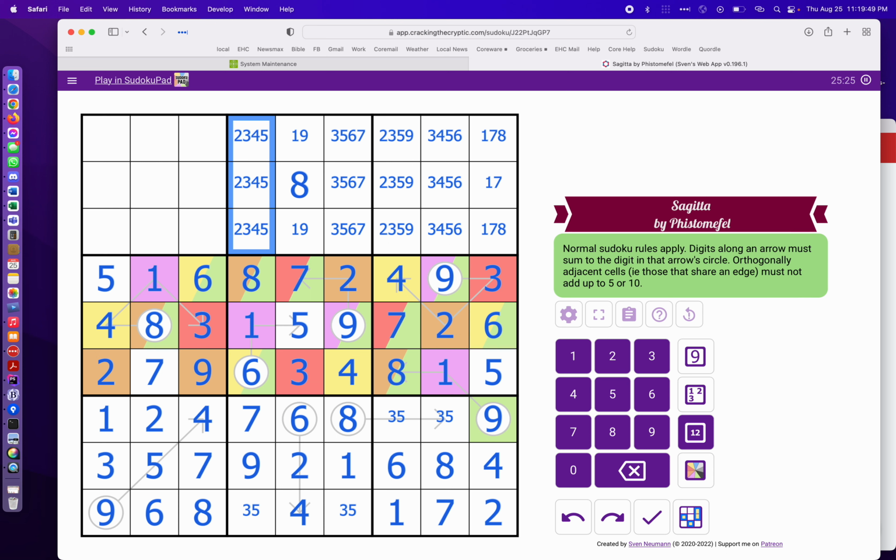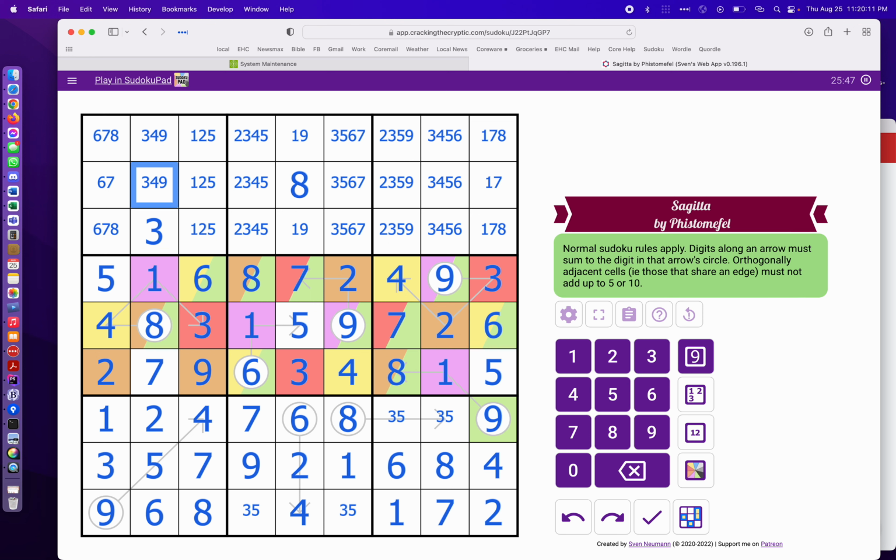2, 3, 4, 5. 1, 2, 5. 3, 4, 9. 6, 7, 8. Okay, so that one can't be an 8. Okay, let's go through down here. That one can't be a 4 or 9, so that's a 3. That can't be a 3. Okay, so this one can't be a 2.